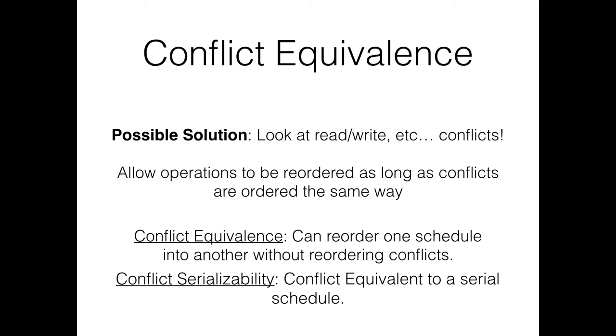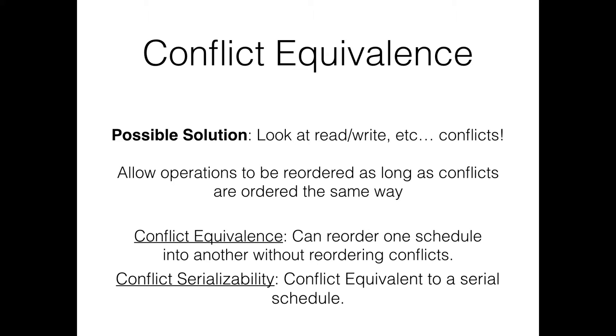We do this in order to make the problem tractable. And the first notion of equivalence that we came up with was this idea of conflict equivalence. That if two transactions modified data, or one transaction modified and the other transaction read the data, then the reads and writes that the two transactions perform happen in the same order on the same objects.